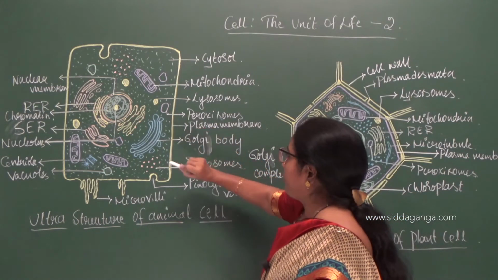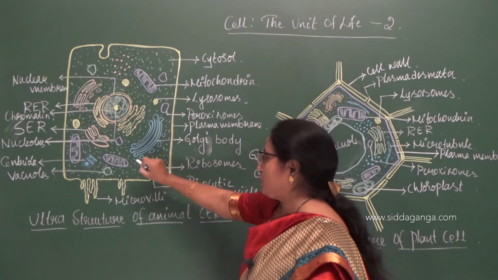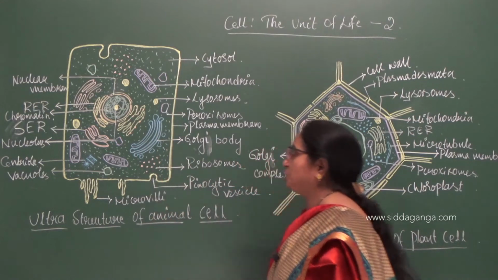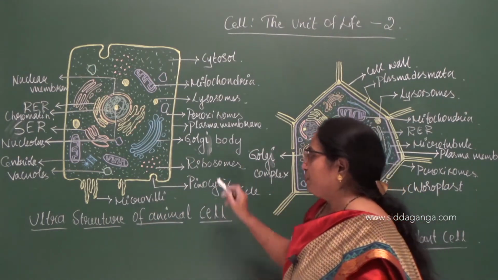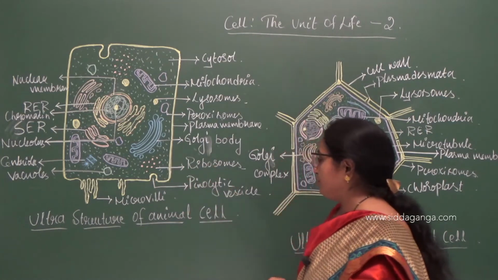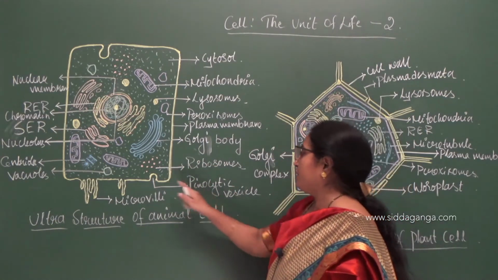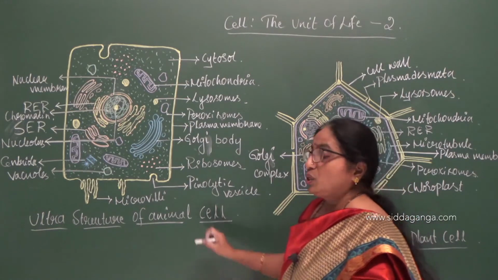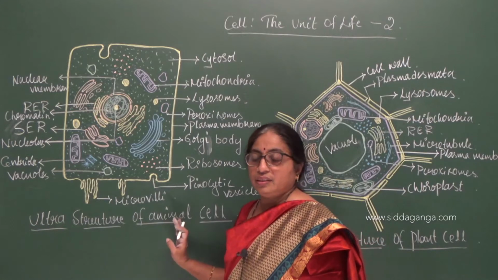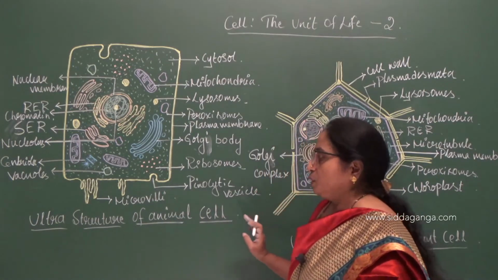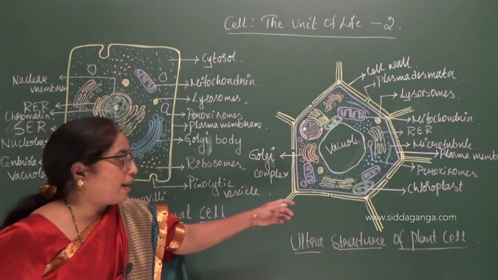Peroxisomes are the structures which bring about oxidation in the cells. So plasma membrane, the Golgi body. These cisternae or plate-like structures that you can see along with the vesicles are called the Golgi body. The ribosomes help in the synthesis of protein, and these are pinocytic vesicles. So this is the detailed structure of the animal cell as revealed in the electron microscope. So this is the plant cell.